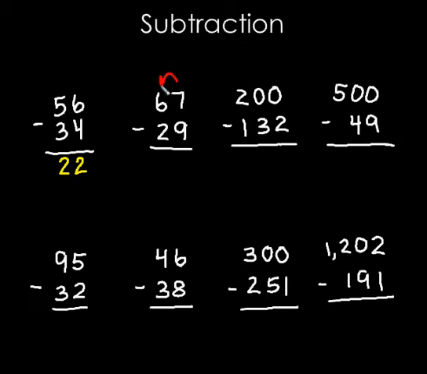I go to my neighbor and I borrow 1. If I borrow 1 from 6, I have 5 left. I ungrouped that 6 and I turned it into a 5. The 1 ten that I borrowed is equal to 10 ones. 10 ones plus the 7 ones that I have right here makes 17 ones. I ungrouped the 6 and turned it into a 5, and that 1 ten that I took from there became 10 ones to turn that 7 into 17.